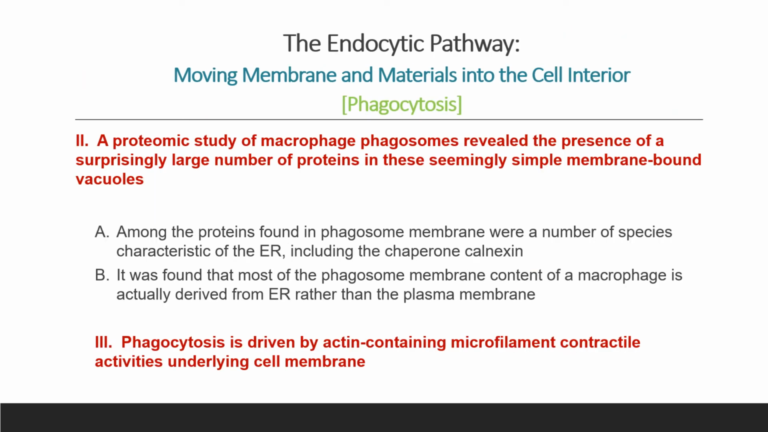So a proteomic study of macrophage phagosomes revealed the presence of a surprisingly large number of proteins in the seemingly simple membrane-bound vacuoles. So among the proteins found in the phagosome membrane were a number of species characteristic of the ER, including the chaperone calnexin, and it was found that most of the phagosome membrane content of macrophages is actually derived from the ER rather than the plasma membrane. And phagocytosis is driven by actin-containing microfilament contractile activities underlying the cell membrane.